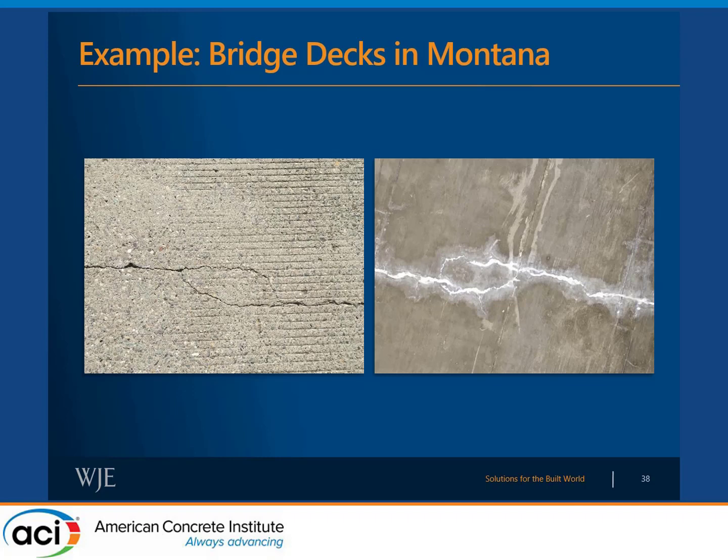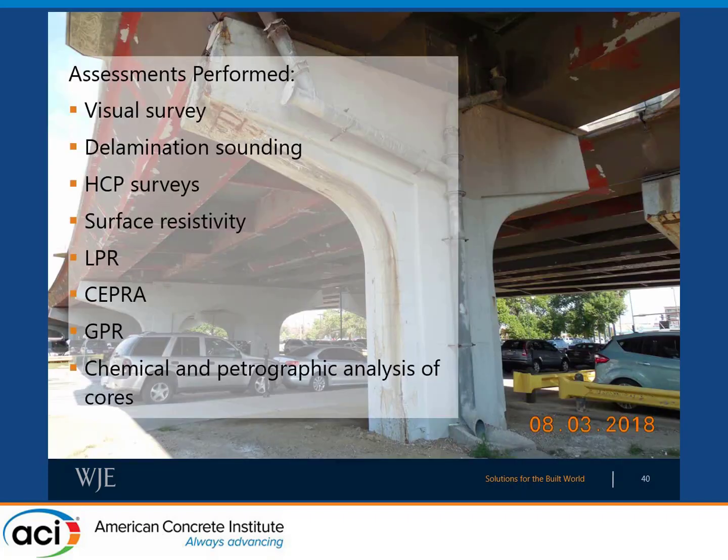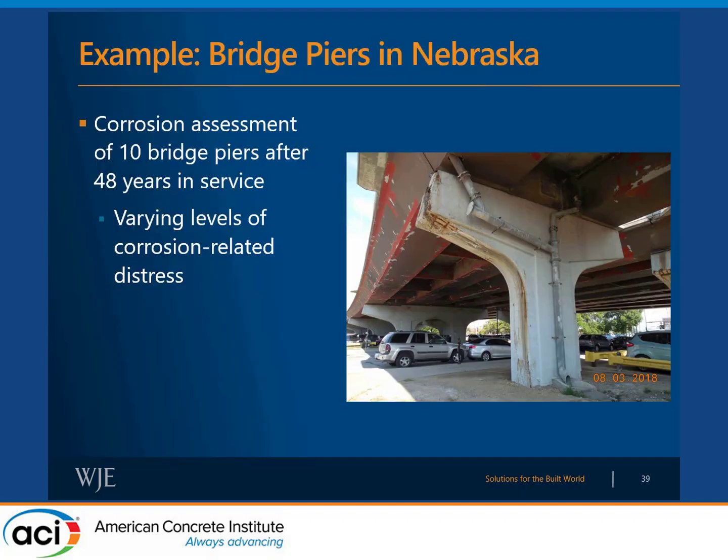But that's just one example where we used some of these advanced analysis techniques to help us identify causes of material distress. The other example, and this is still some ongoing work, but we're currently evaluating some bridge piers in Nebraska. There's 10 of them that we've done some in-depth evaluations of, but there's several overall. They've been in service for 48 years, and they have varying levels of corrosion-related distress. I'm showing in this picture the most obvious one with quite a bit of spalling and corrosion on the surface and a lot of moisture staining and cracking.